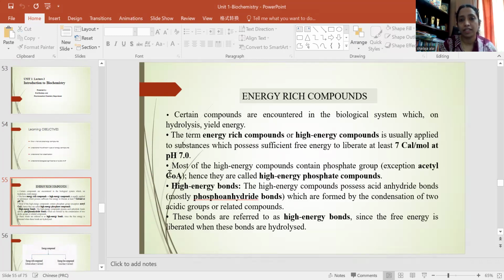Yes, the name itself indicates they have a lot of energy, right? They liberate energy of at least 7 calorie per mole at pH 7, so they are called high energy compounds, and the compounds which release energy less than 7 calorie per mole are called low energy compounds. Most of the high energy compounds are also called high energy phosphate compounds. They have high energy bonds, which possess acid anhydride bonds formed by condensation of two acidic groups or related compounds. Let us see the classification of high energy compounds.